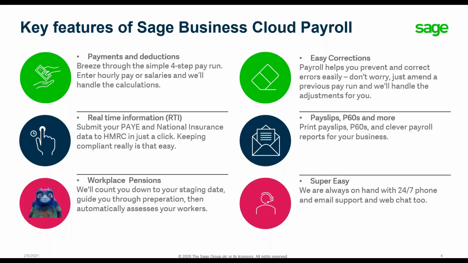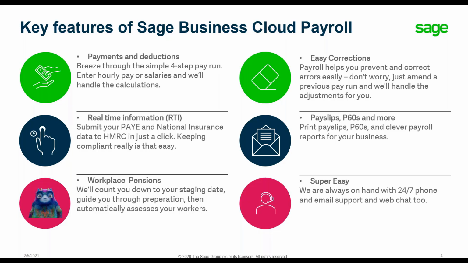So the key features of Sage Business Cloud Payroll is the payments and deductions. So you can breeze through the simple 4-step pay run. So entering hourly payments or salaries, and we'll handle the calculation for you. Real-time information, so submit your PAYE and national insurance data to HMRC just with a click of a button. Keeping compliant is really easy.